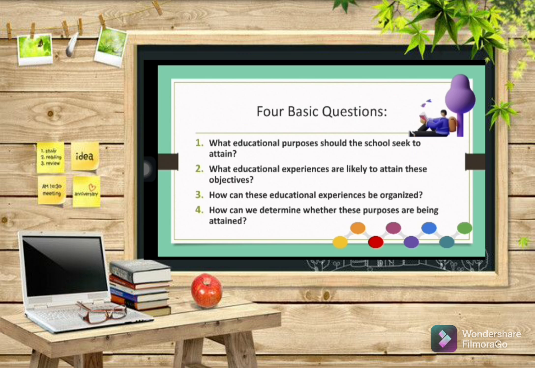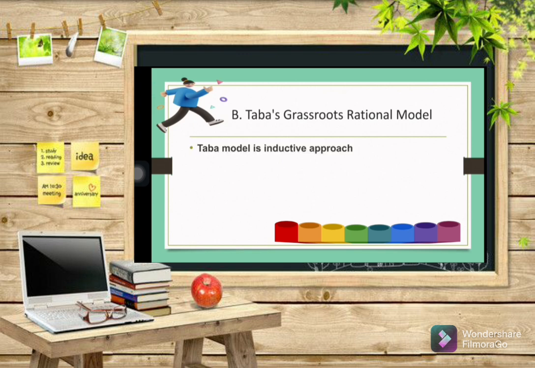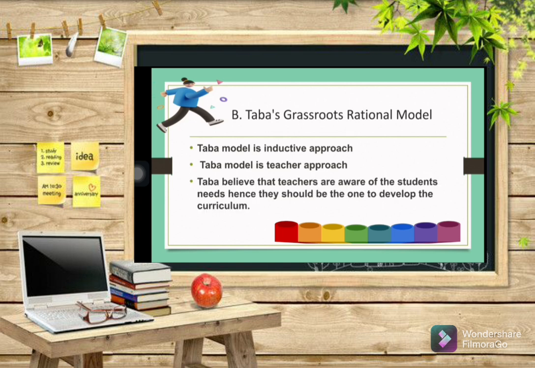The second linear model of curriculum development is Taba's grassroots rational model. The Taba model is an inductive approach in which curriculum workers start with the specifics and build up to a general design. It is a teacher approach, and Taba believed that teachers are aware of the students' needs, hence they should be the ones to develop the curriculum. The main idea of this approach is that the needs of the students are at the forefront of the curriculum.